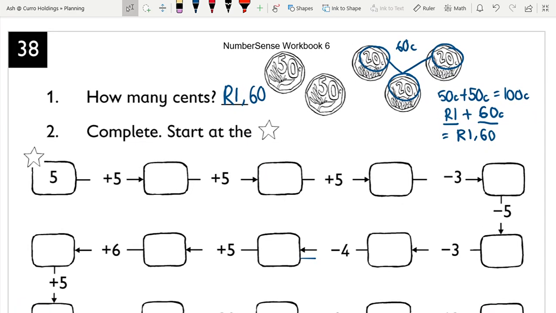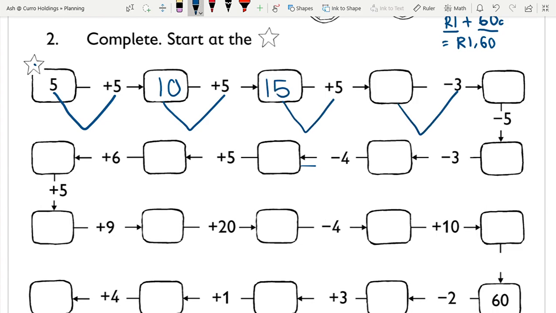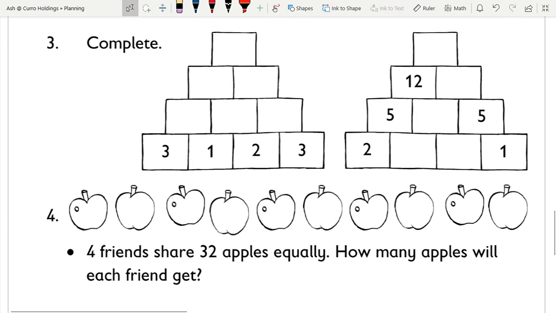Right, then number 2, complete, starts at the star. So you know by now how to do these. So we're going to start at the star. And our number is 5. 5 plus 5 is 10. 10 plus 5 is 15. And so on and so on. Remember to follow the arrows and check if it's a plus like this one or a minus like that one. So do that carefully and slowly, and don't forget to check your answer each time you finish a sum, please.